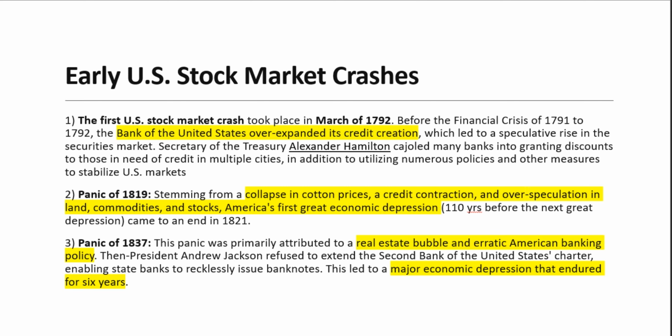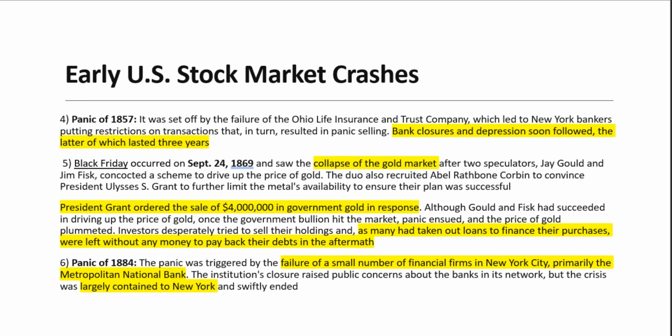In the next group, we go to the Panic of 1857, and this was mainly the failure of an insurance and trust company, which led to the New York bankers putting restrictions on transactions, and in turn resulted in panic selling and bank closures. Depression soon followed, the latter of which lasted 3 years. And then our first Black Monday occurred, September 24th, 1869, and saw the collapse of the gold market.